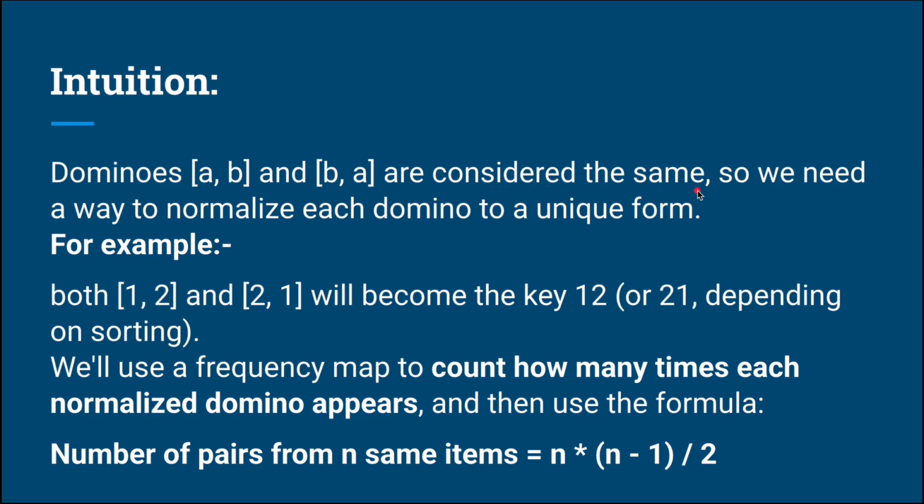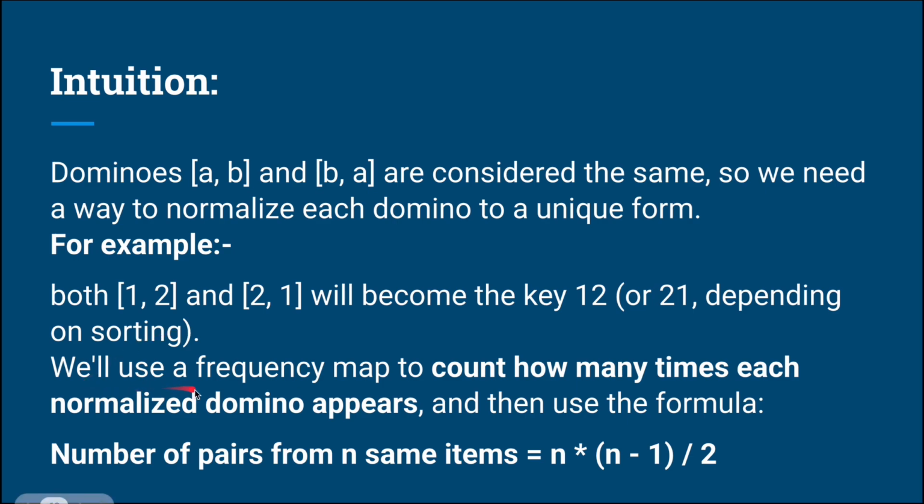So we need a way to normalize each domino into a unique form. For example, both [1, 2] and [2, 1] will become the key 1 2, or 2 1, depending on the sorting.